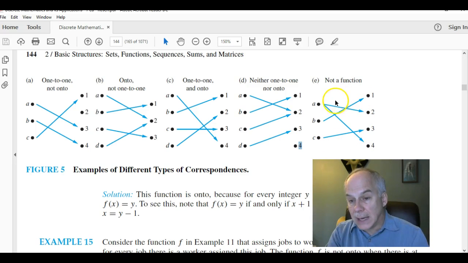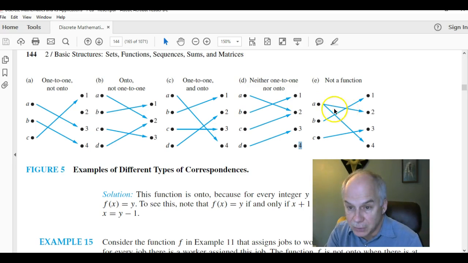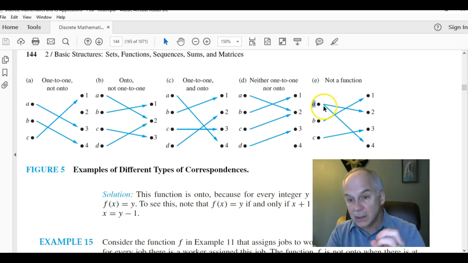And then last of all, this pictures something that's not even a function in the first place, because the first element, or item in the domain, being A, gives you 2 possible Y values. A could equal 2, or A could equal 4. So this is not even a function at all.